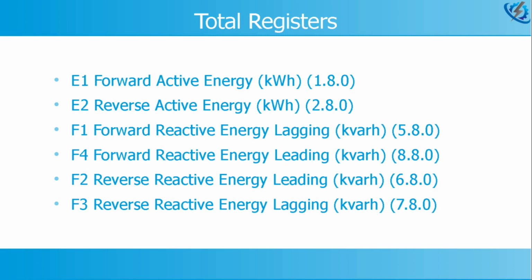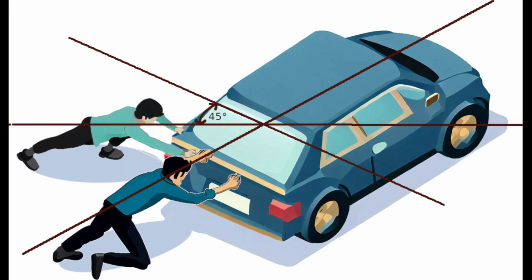F1, or forward reactive energy. Reactive energy is like wasted energy. Imagine standing behind a car to push it. All your energy goes into pushing the car forward. Now imagine standing at a 45-degree angle behind a car to push it. Only some of your energy goes into making the car go forward. But some of your energy goes to waste. This is measured in kilowatt-hour.